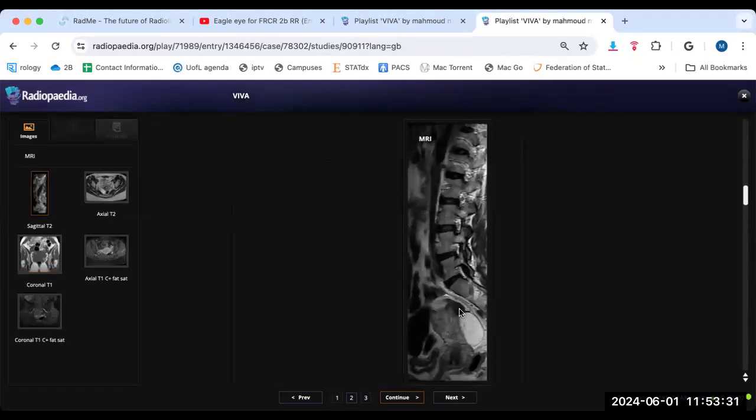Anything related to the adnexa, please exclude the red flags, exclude the emergencies. What are the emergencies related to the adnexa? The most high yield, the most common emergency here is ovarian torsion. So please exclude it first. If you describe the lesion from the beginning in a good way, you will end up with a good differential diagnosis or even a good diagnosis.